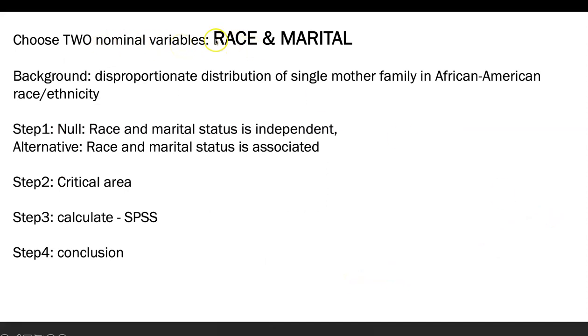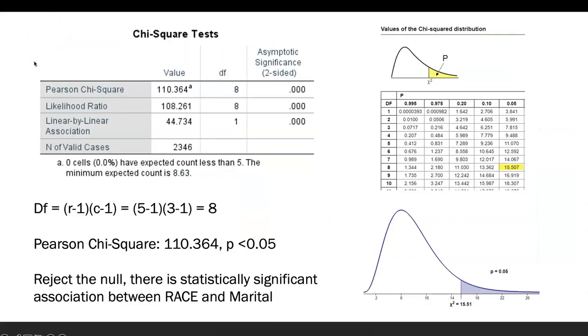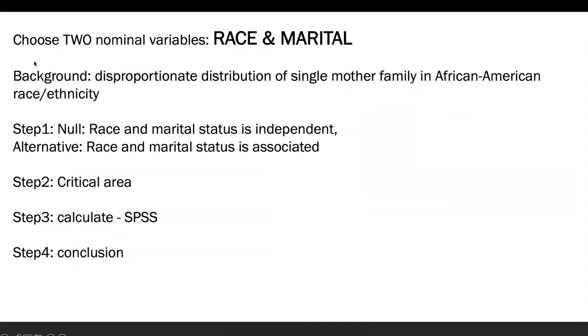For example, there are two nominal variables. Race is a nominal variable because for white, African American and other races, we cannot find any order. Marital status also has no order. We cannot say that married is better than single or separated or divorced. These are two categorical, nominal variables, so we can use chi-square lambda as an option.